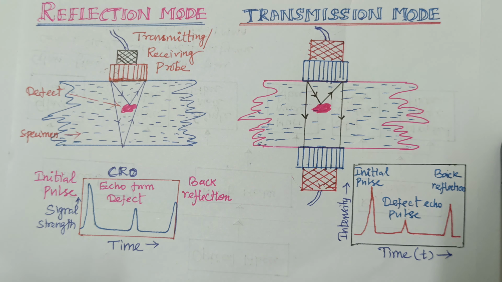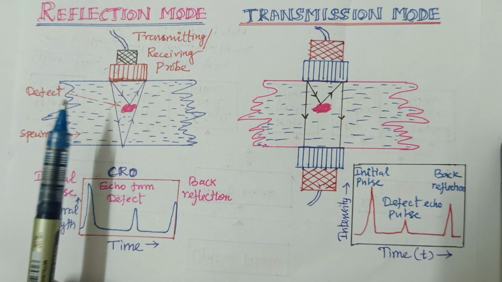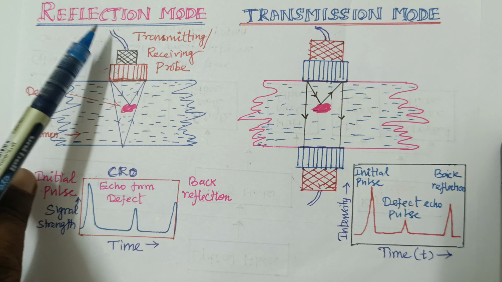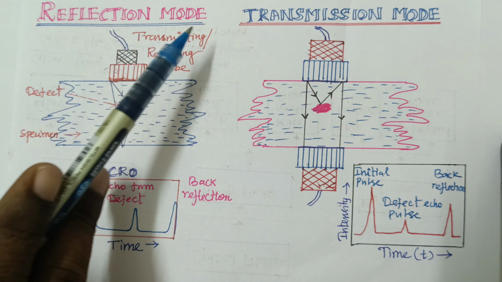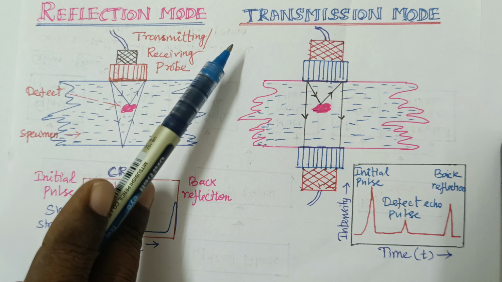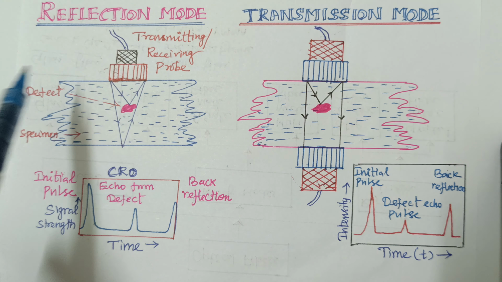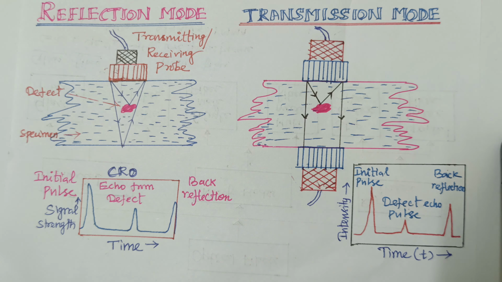Good evening to all. Today we are going to discuss ultrasonic inspection techniques. There are two types of techniques: one is the reflection mode, another one is the transmission mode, or through transmission mode. These are the two types of technique to examine samples which have any defect inside the materials.